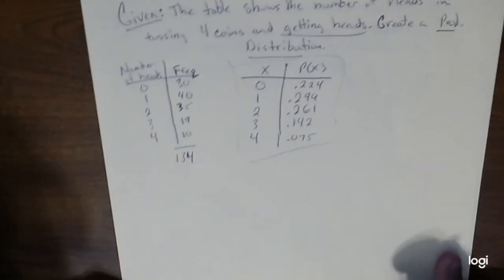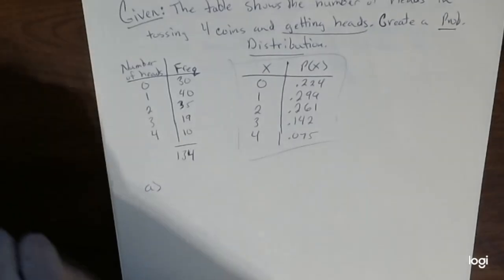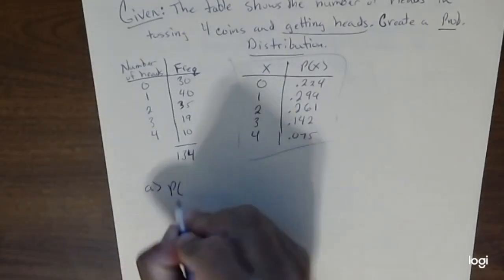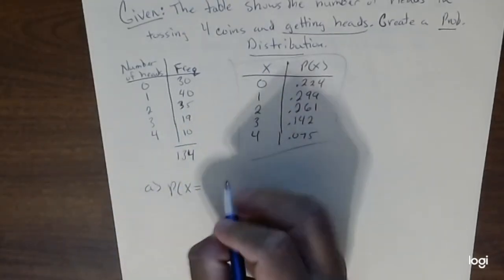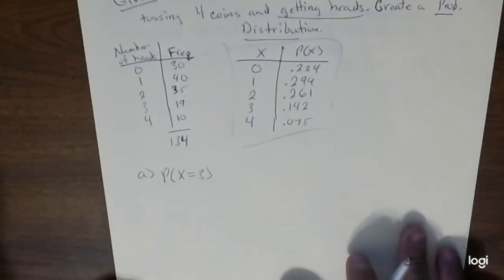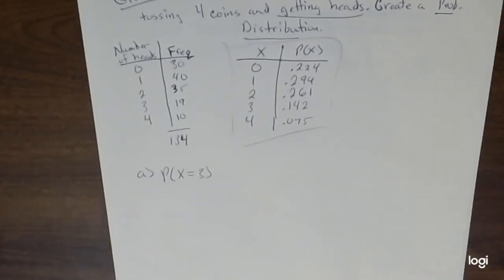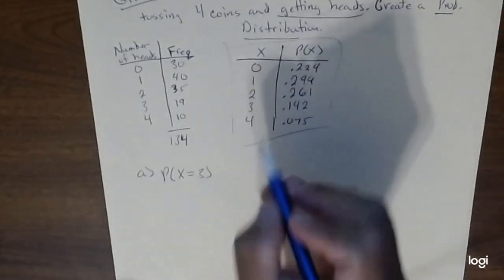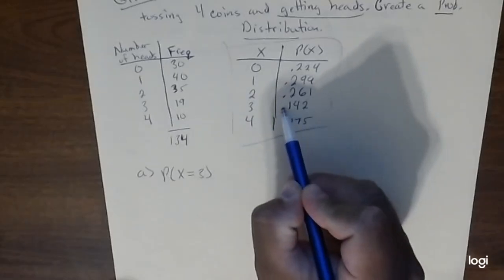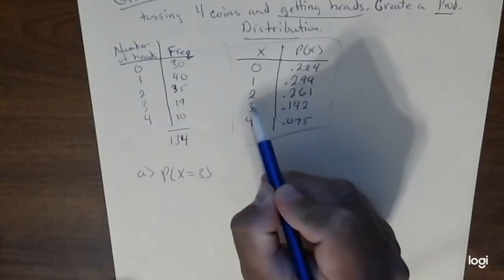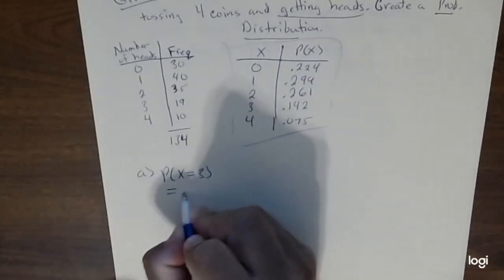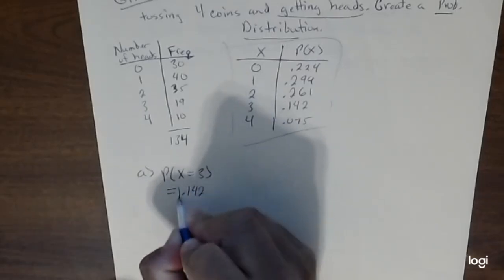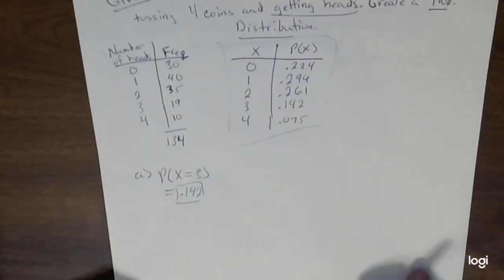So right off that, let's just try some examples out. Let's suppose we want the probability of x equaling, let's say, 3. A little practice. So if x equals 3, what's the probability? I get 3 heads. Therefore, that's going to be 0.142, right? That's the probability of 3. So this equals 0.142. Okay, all right, let's do a couple more.